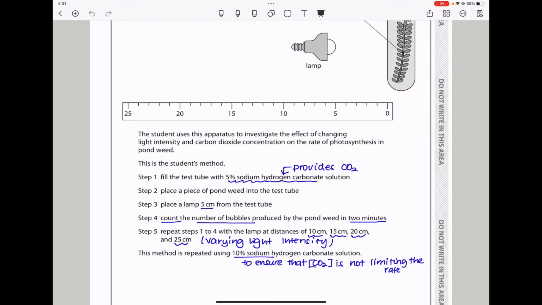In step 5, repeat steps 1 to 4 with a lamp at distances of 10 centimeters, 15 centimeters, 20 centimeters, and 25 centimeters. That is for varying the light intensity. Then this method is repeated using 10% sodium hydrogen carbonate solution. That means this is going to have a higher concentration of CO2.